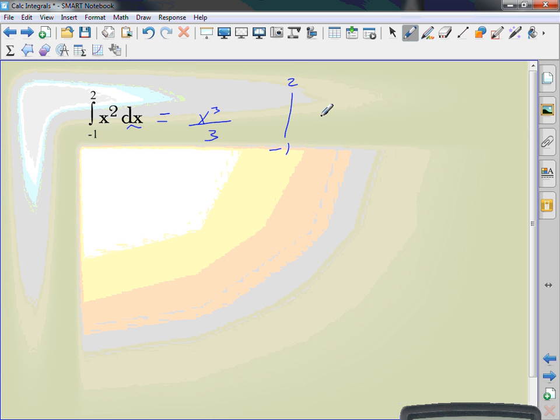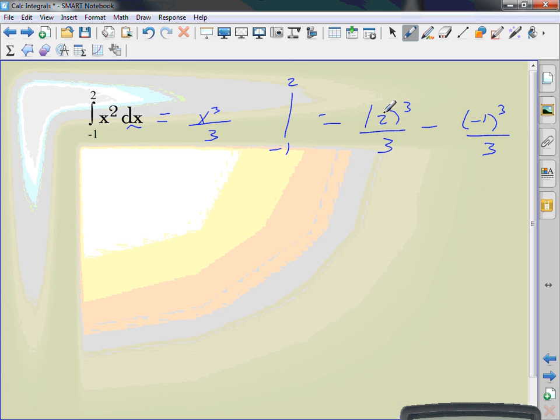So here's what we're going to do. We're going to take 2 cubed over 3. You take the upper limit minus, it's a big giant line. All I'm doing is substituting in that number. The upper limit minus the lower limit. It's always minus in between.